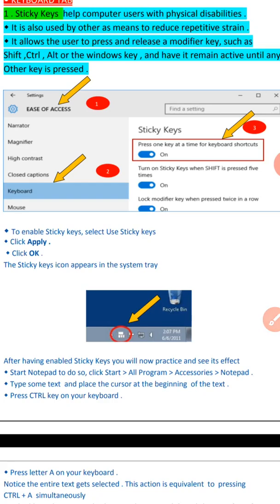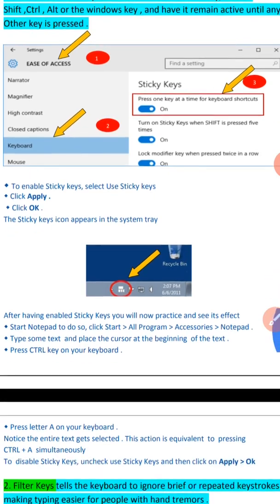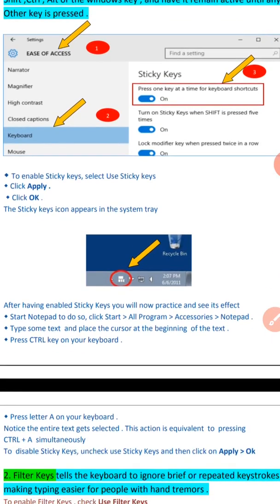How to practice? Start Notepad: click start, all programs, accessories and Notepad. Type some text and place the cursor at the beginning of the text. Then press the Control key on your keyboard and after the Control key, press the letter A. Notice the entire text gets selected. This action is equivalent to pressing Control plus A simultaneously.